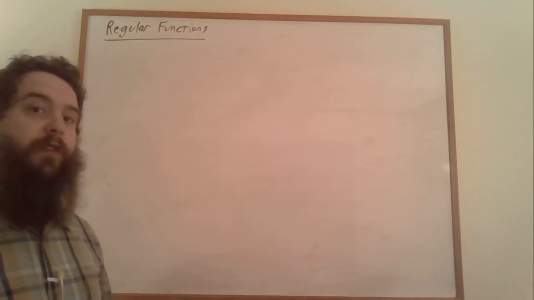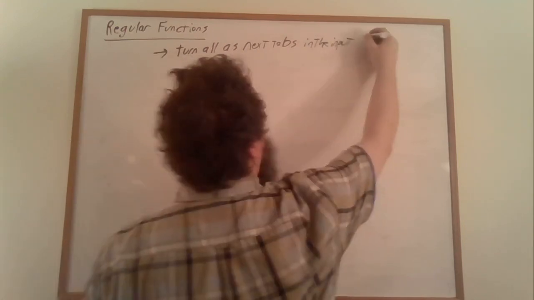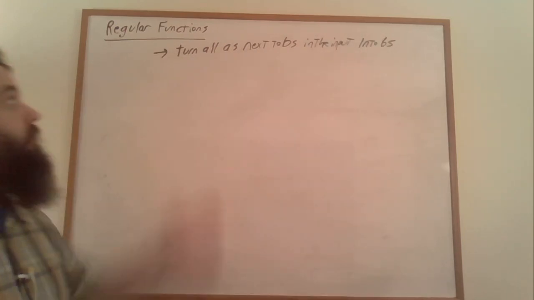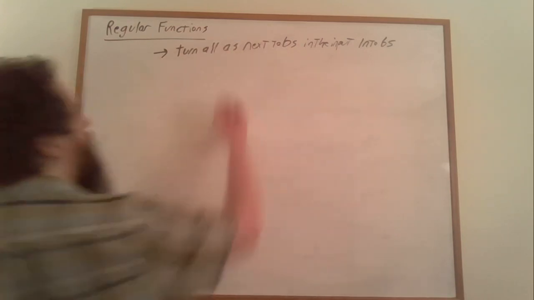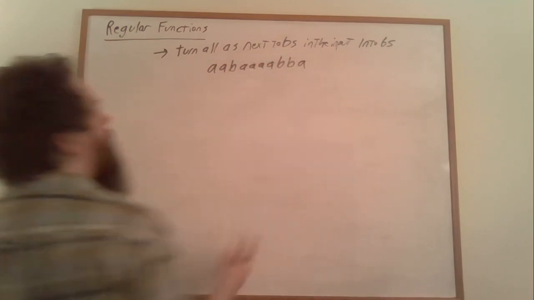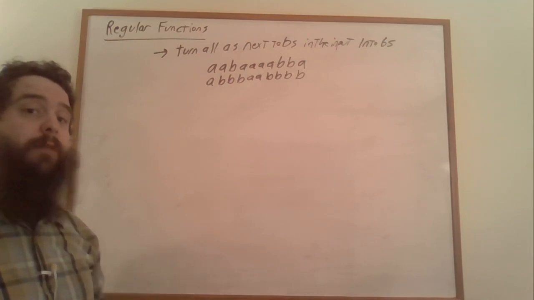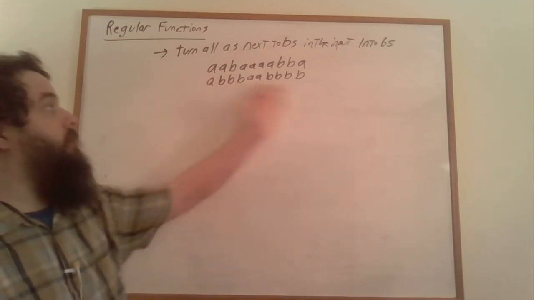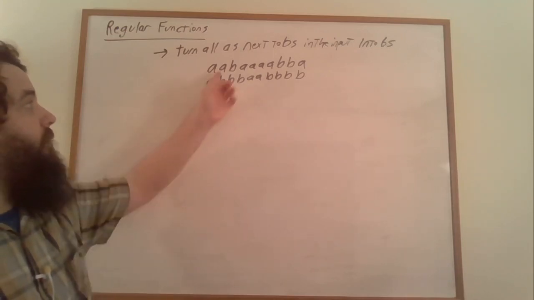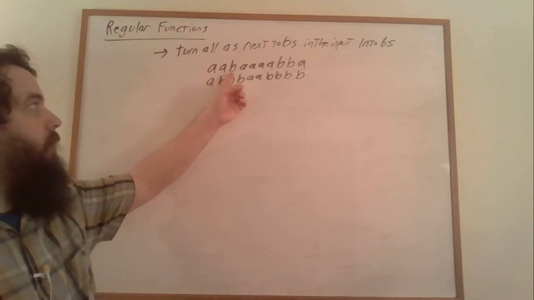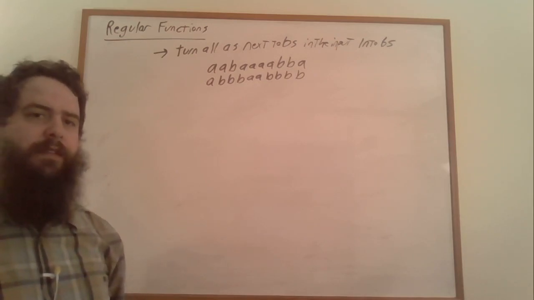Regular functions can actually do some pretty complicated stuff. We can, for instance, have a function that turns all of the a's in the input that are next to b's into b's. So an input like this would turn into this, and I'll let you try to figure out how to build a finite state automaton to recognize inputs like this. It's a little bit tricky. If you see an AB, then it could either be the case that we're going to see a B in the input, or we've just seen a B in the input, and you have to handle these two cases separately.